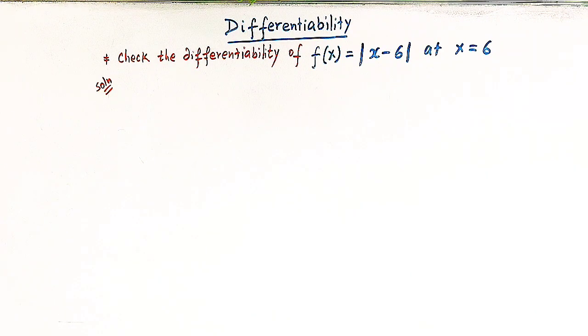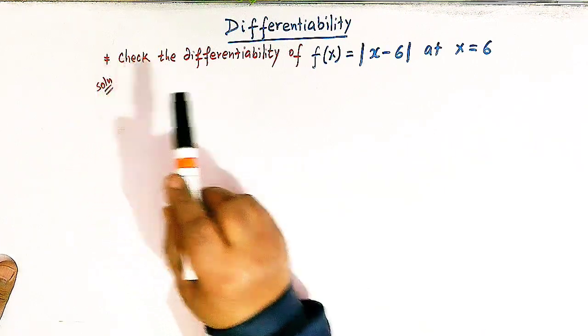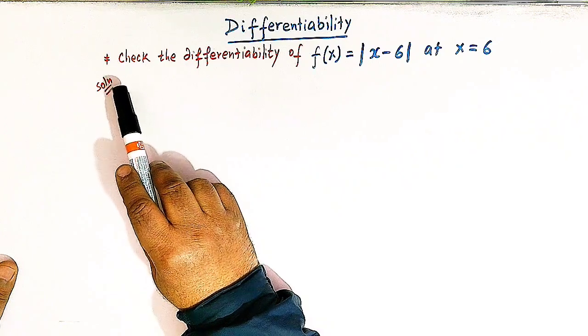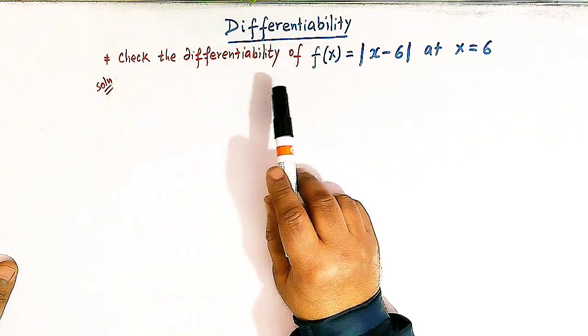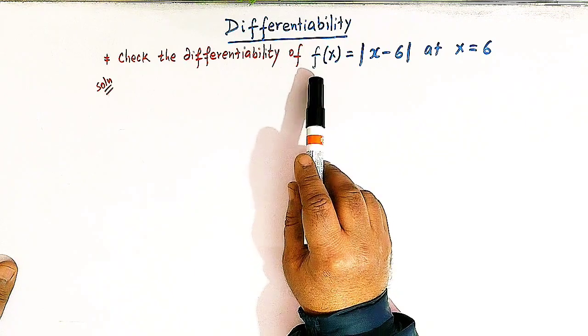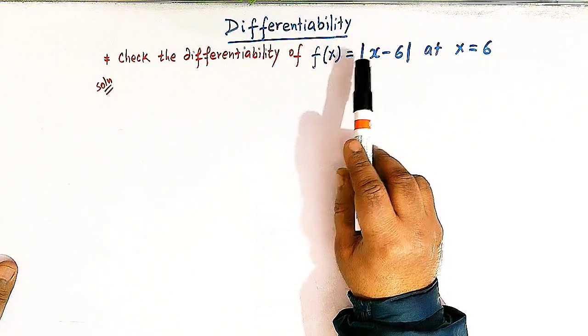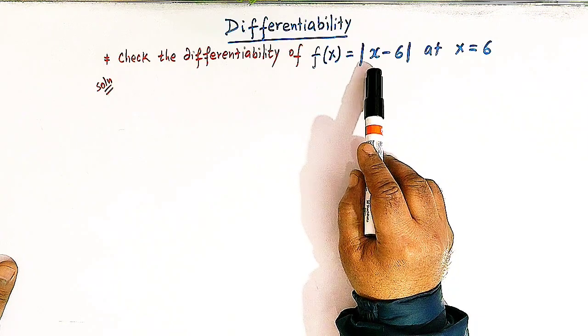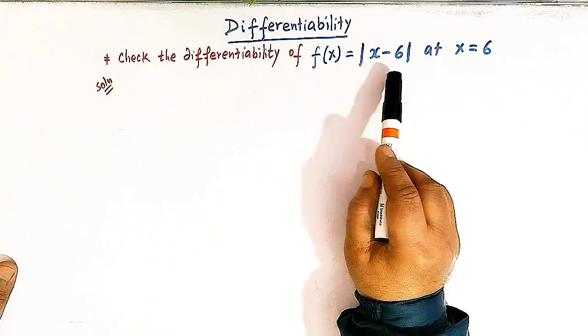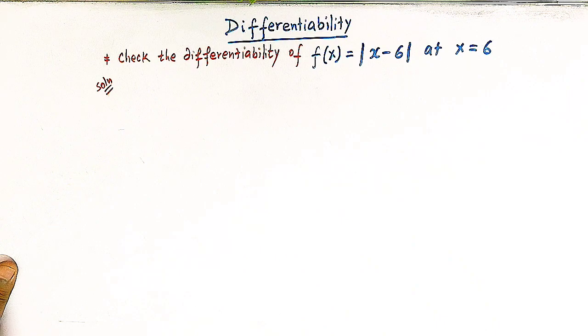Hello viewers, in today's session we are going to discuss one important problem from differentiability of functions, right? So in this class we are going to discuss the differentiability of a mod function in the form of this problem. And here in this question we have to check the differentiability of the function f of x, which is given as the absolute value of x minus 6, that is mod of x minus 6, at x is equal to 6, right?